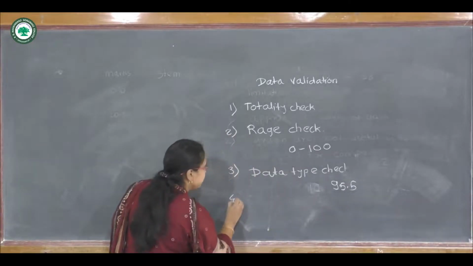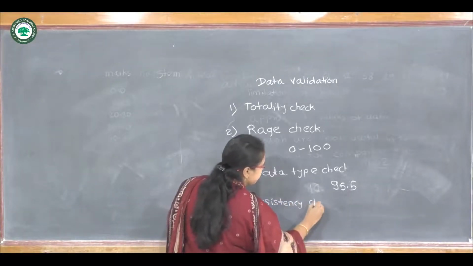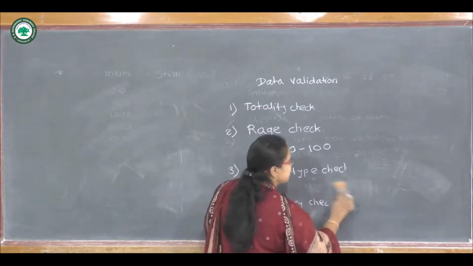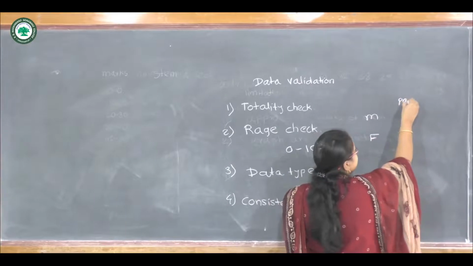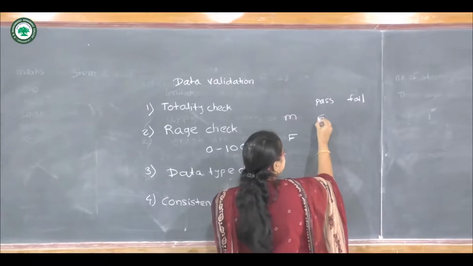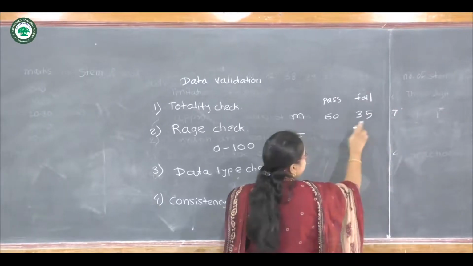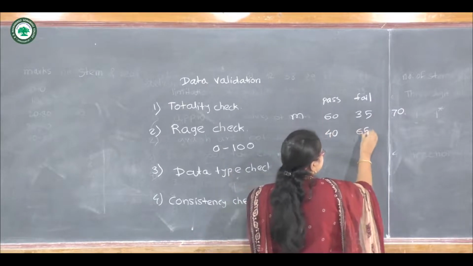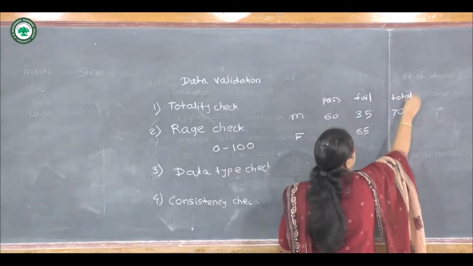The next is consistency check. It means we have to check the data again and again. For example, suppose our given data is about male and female, and the given numbers are pass and fail. Suppose the given data is like this: 60 pass, fail students, then the number of students passed and the number of students failed. So this should not happen, because these are the total number of students.